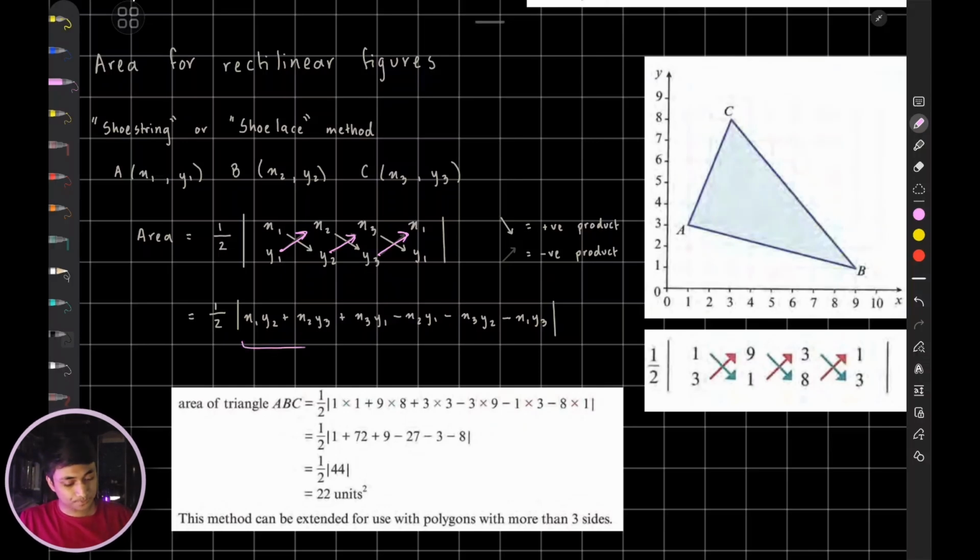Now, when you simplify everything, you're going to halve that value. And the final answer that you get after halving the entire sum is going to be the area of the rectilinear shape. In this case, it was simple because you have only 3 coordinates, so 4 pairs of values and this much of an operation.